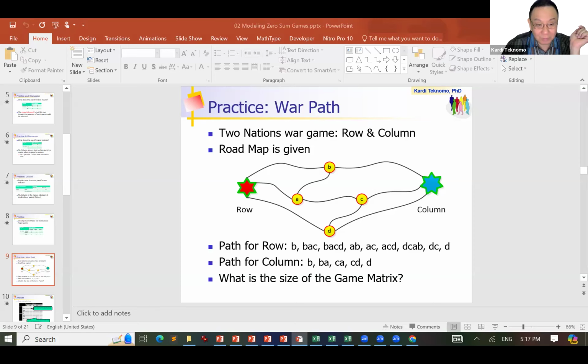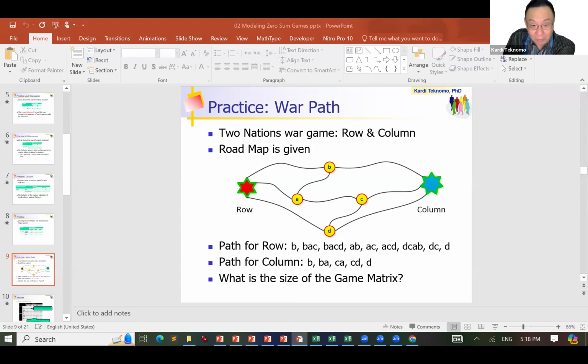So you see here, the path for row nation is through B. That means through this line, from the row to B and then to column. When we say BAC, the row will go to B, then down to A, then to C, and then attack the column nation. When we say BACD, that means from the row, go to B, then to A, C, and then to D, and then attack the column nation.